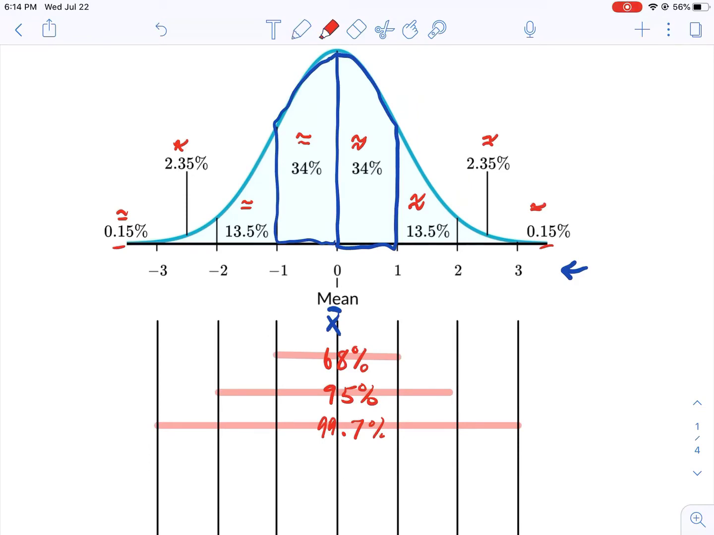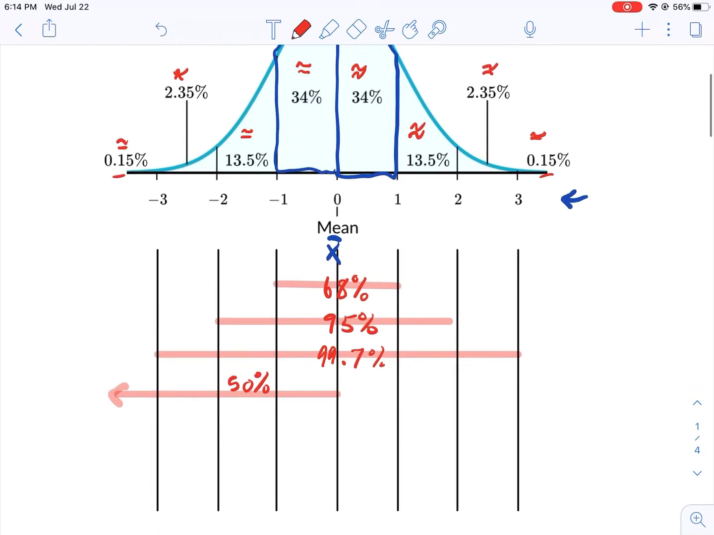Now, of course, we don't have to limit it to just going the same number in each direction. I could say, hey, what if I had this? Like, let's give me all of the data that's going to be smaller than the mean. And if you think about it just from a logical standpoint, the mean is going to be right there in the middle, so this is going to give me 50% of my data. If I add up 34, 13.5, 2.35, and 0.15, I'll get 50.